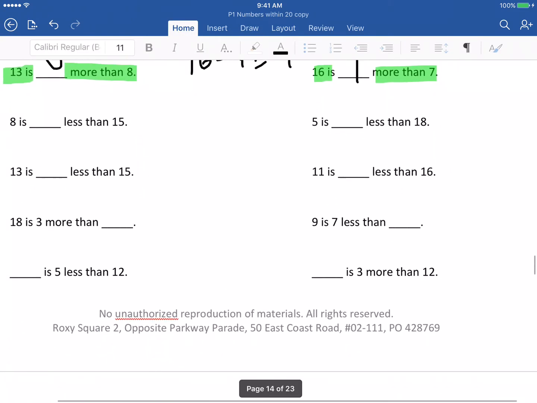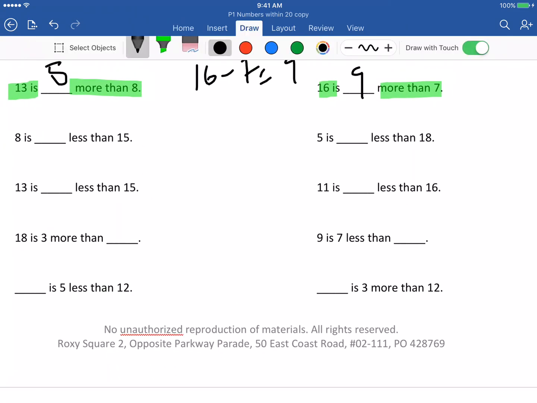Okay, we just do a few more examples, the last 8 examples. 8 is how many less than 15? It will be just 15 minus 8, which is 7.